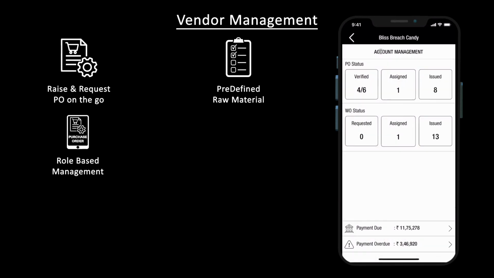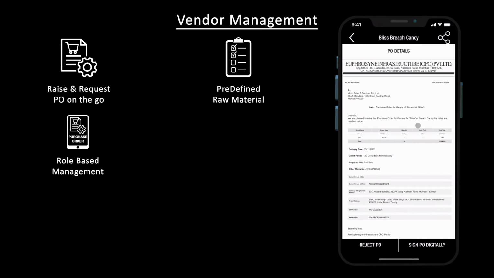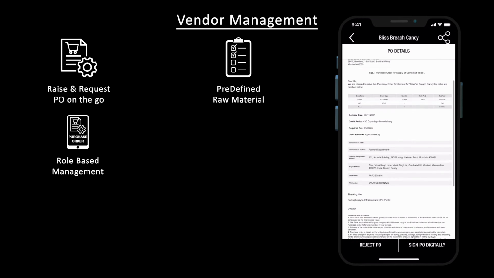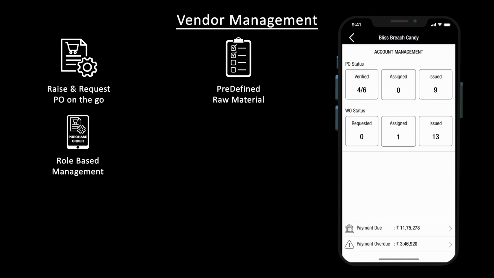The director would then get a notification on his device that a PO has been pending for approval. He can simply tap on the PO, check everything, and digitally sign the same. Now the PO is automatically emailed to the vendor and the site staff awaits delivery of the goods.